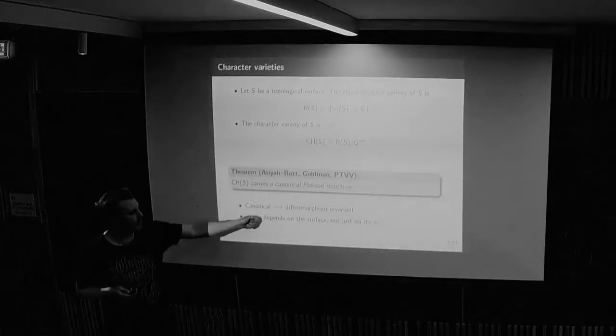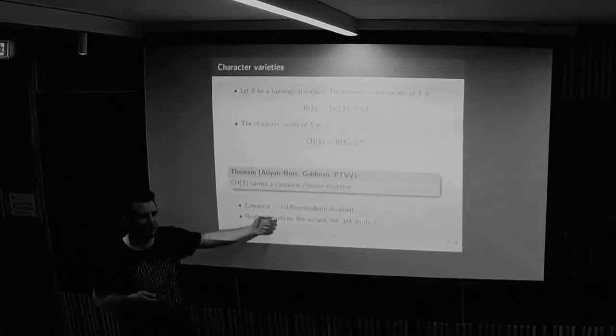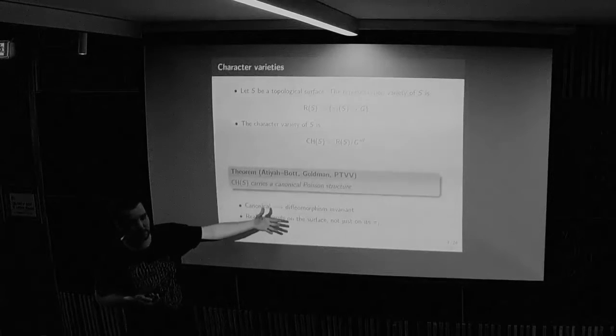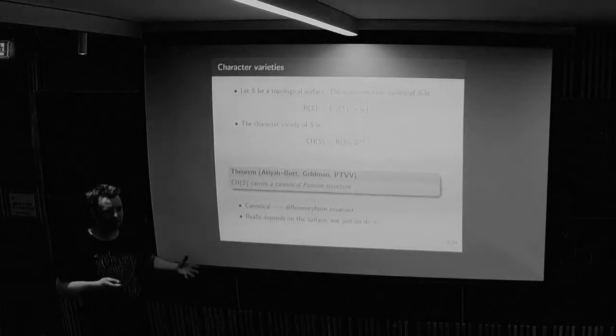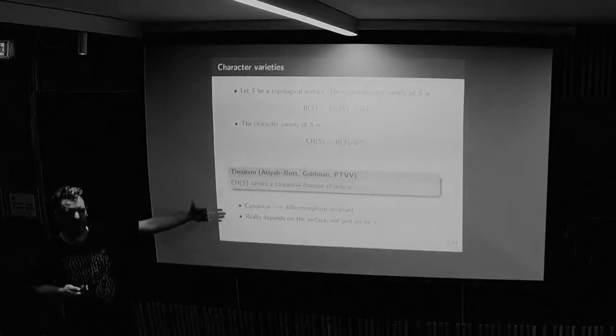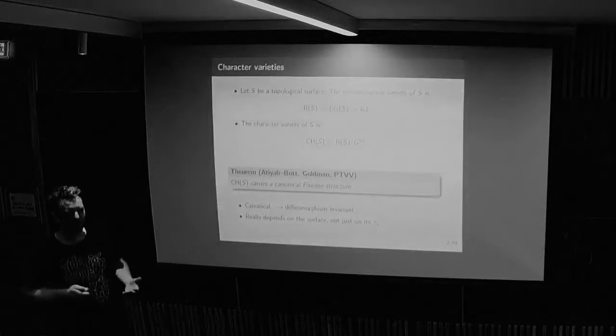Well, for example, the pair of pants and the punctured torus have the same character variety because they have the same pi 1. But they're not homeomorphic. Yeah, precisely. The character variety does not know that, but the Poisson structure does.